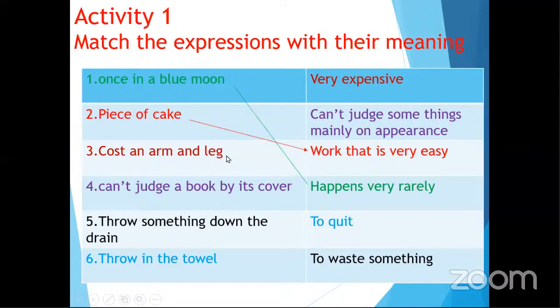Okay. Cost an arm and a leg. Cost an arm and a leg. What does it mean? Have you guessed the meaning? Let's see. Very expensive. So you bought a laptop. You can say, oh, it cost me an arm and a leg. It was around 2 lakhs. So it cost me an arm and a leg. Next one.